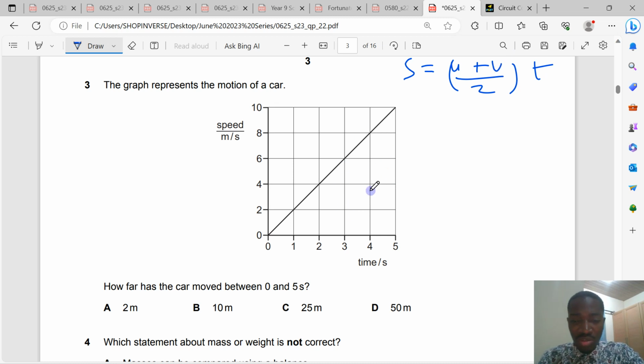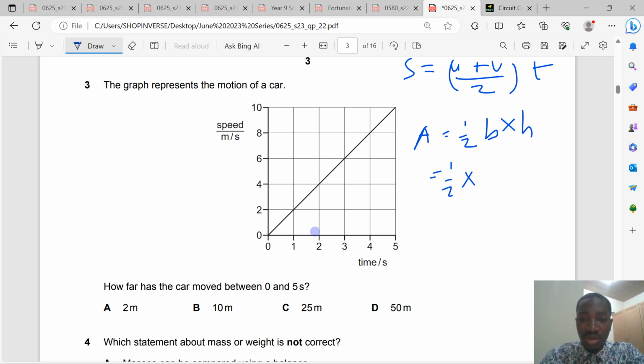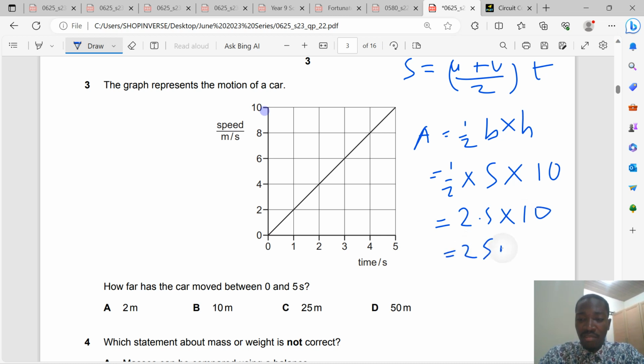Let me use the other method, which is to calculate this area. What's the area of this shape? This is a triangle. And what's the formula for area of a triangle? Half base multiplied by the height. So I will do half multiplied by, what's the base? The base is 5. What's the height? The height from here to here is 10. Half multiplied by 5 times 10. Half multiplied by 5 is 2.5. 2.5 multiplied by 10 gives me 25 meters.